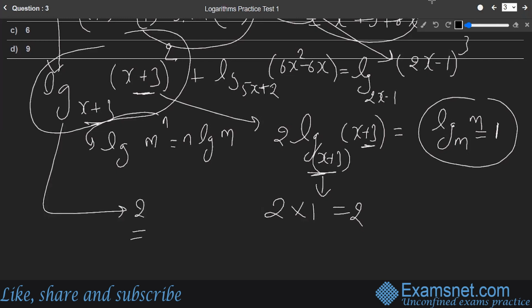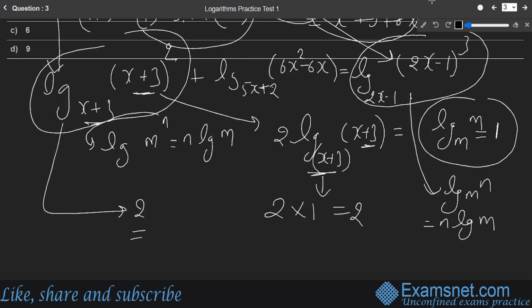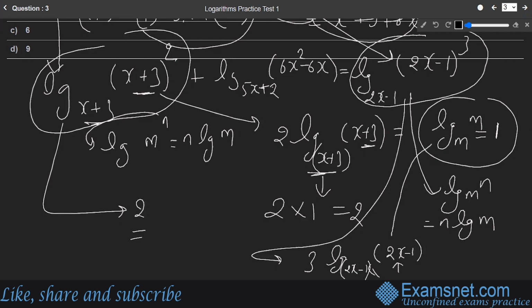Now see the last term, the right hand side term. We can again use the property that log of m to the power n is n log m. Using this property, this 3 can be brought back. So this term can be written as 3 log base (2x minus 1) of (2x minus 1). Now this log base m of m is always equal to 3 into 1, that is nothing but 3. So this right hand side term has become 3.